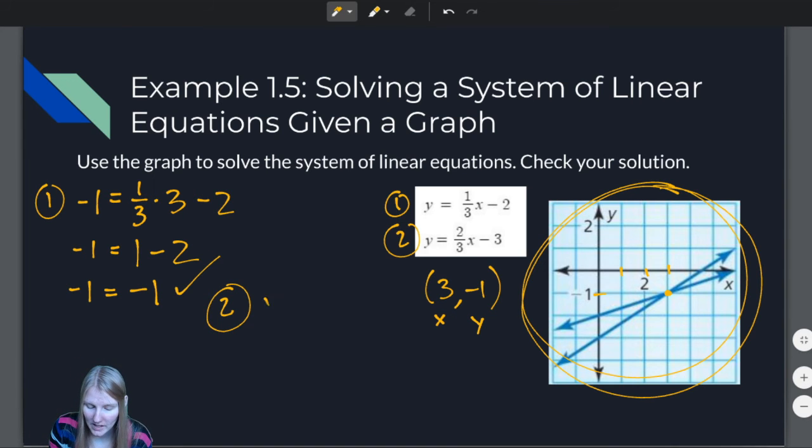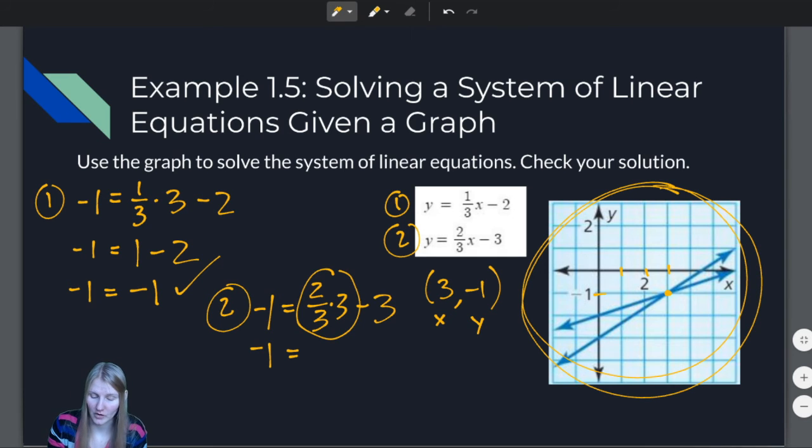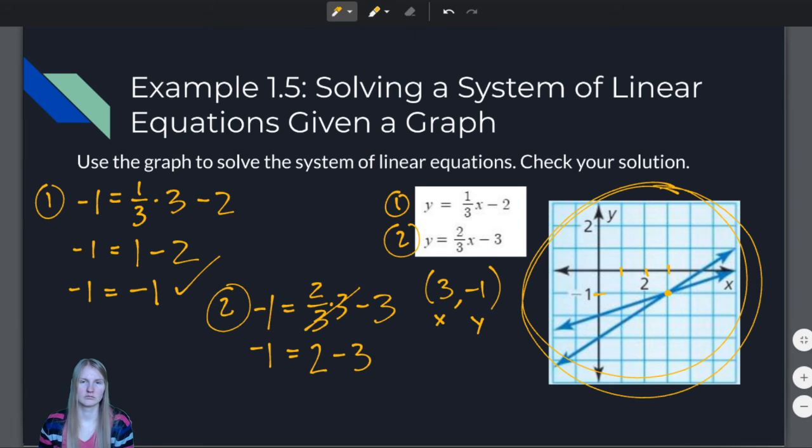So equation number 2, we have y equals 2/3 x minus 3. And remember, I'm going to replace y with -1, and I'm going to replace x with 3. Now I have -1 equals, another way of thinking about multiplying these fractions is there's a 3 in the bottom and a 3 on the top. So these just cancel out, and I have 2 minus 3. That's another way to think about it.